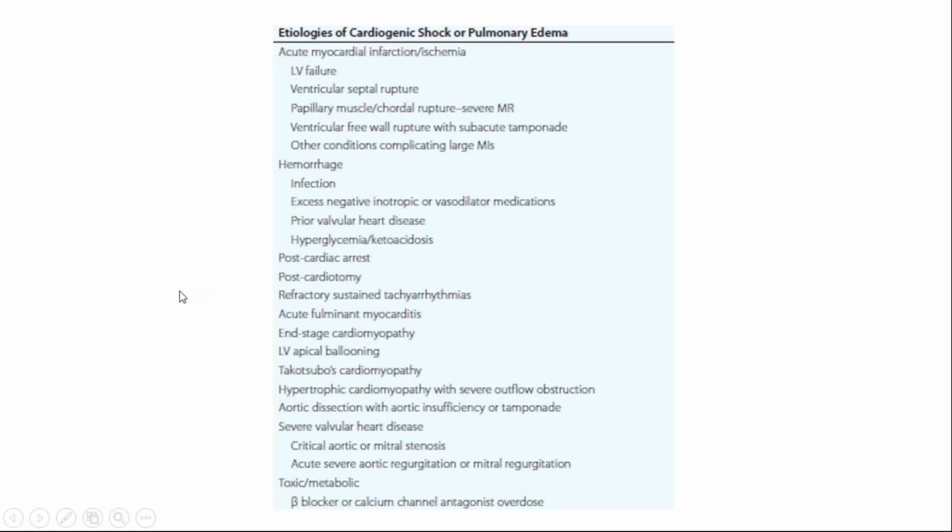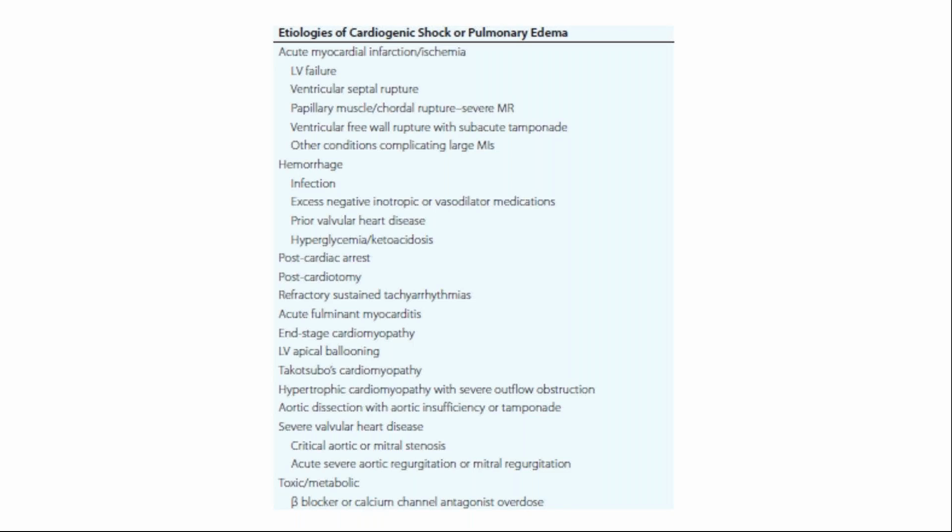These are basically the etiologies leading to pulmonary edema. A patient having MI, which is leading to left ventricular failure with ventricular septal rupture, a patient with hemorrhage, or post cardiac arrest patients, patients going into myocarditis, that may be because of viral infection, which is very common these days, or end-stage cardiomyopathy patients, maybe dilated cardiomyopathy, ischemic cardiomyopathy, or a patient with HOCM, aortic dissection.